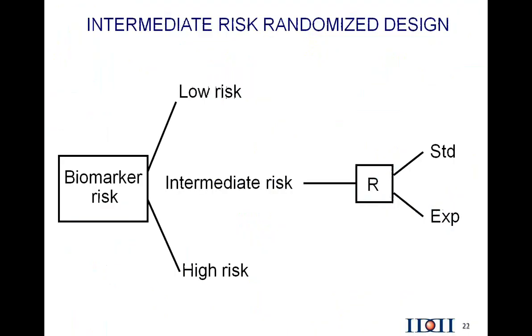The other trial design that I wanted to mention here with respect to prognostic factors is the intermediate risk randomized design, and this was used in the TAILOR-X trial, where the biomarker now is Oncotype DX. Patients who are at low risk by Oncotype DX are excluded, and they will not receive chemo. Patients who are at high risk by Oncotype DX are excluded and they will all receive chemo. And only patients who have an intermediate score by Oncotype DX will be randomized between chemo and no chemo.